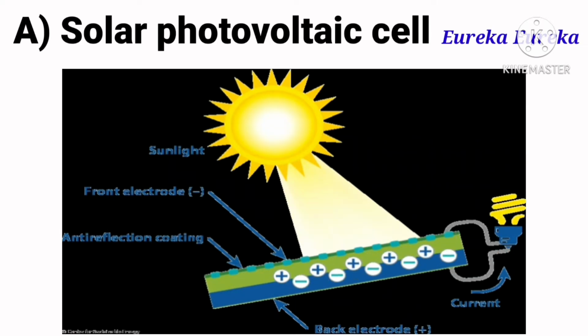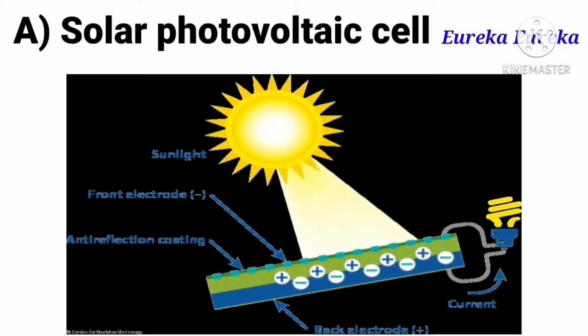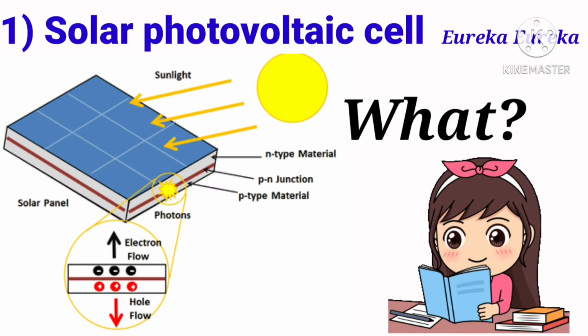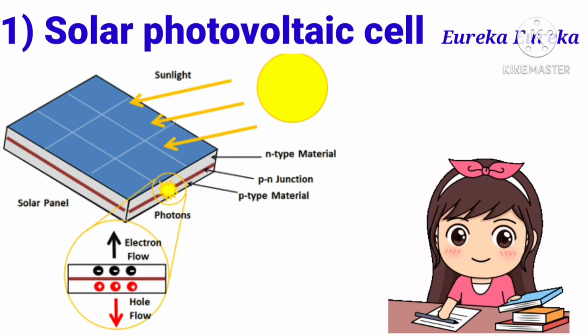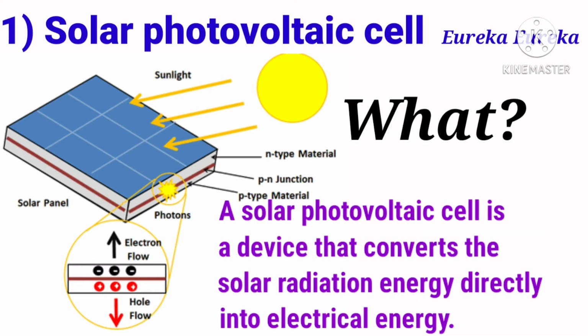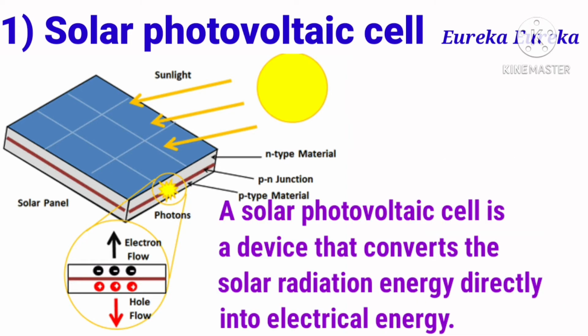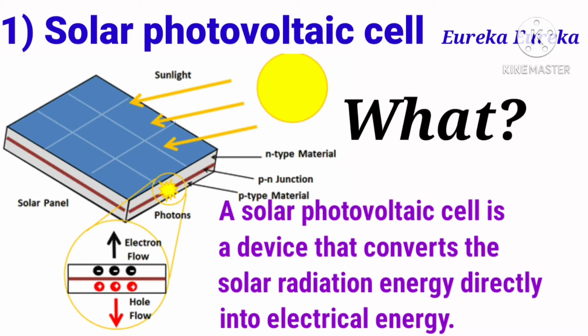So here we are going to analyze the information which is provided to us in the textbook, and analytical reading is very important here. I have formulated a question here. What is a solar photovoltaic cell? A solar photovoltaic cell is a device that converts the solar radiation energy directly into electrical energy.